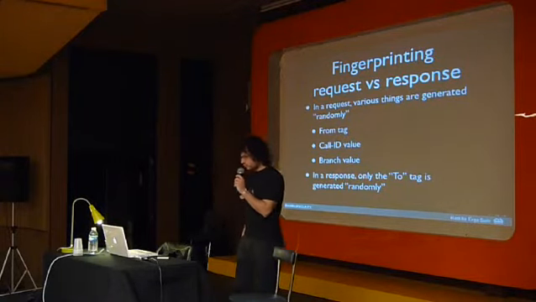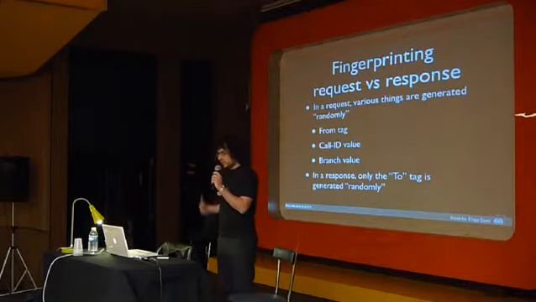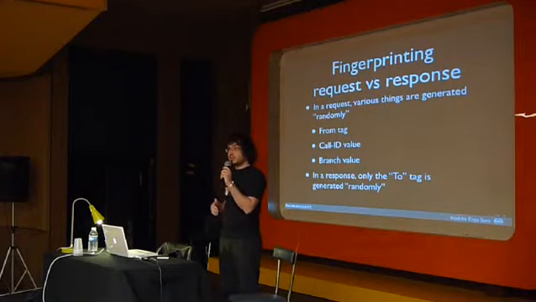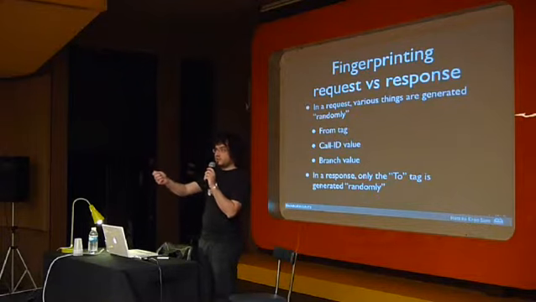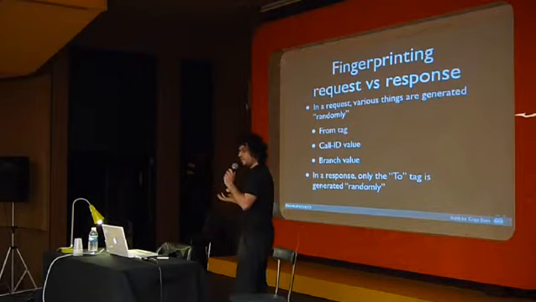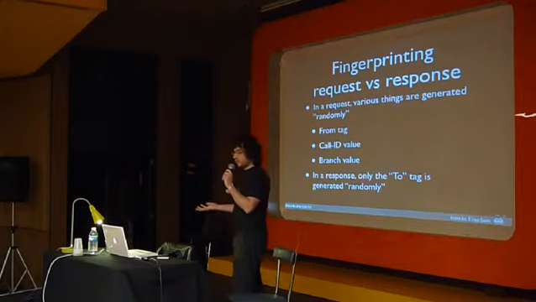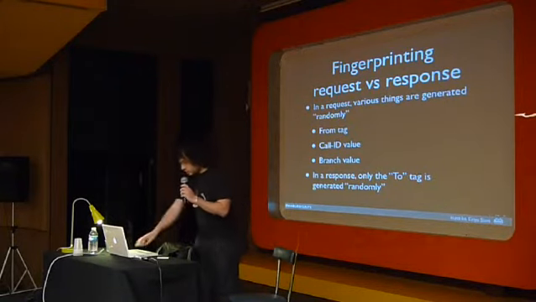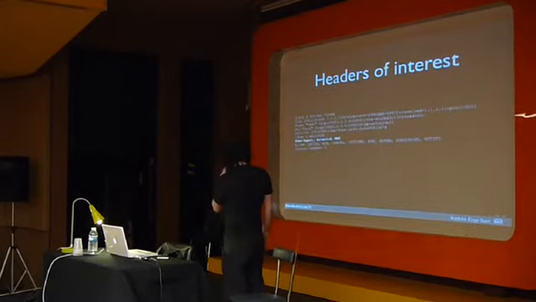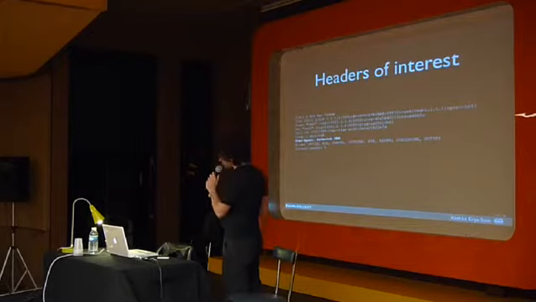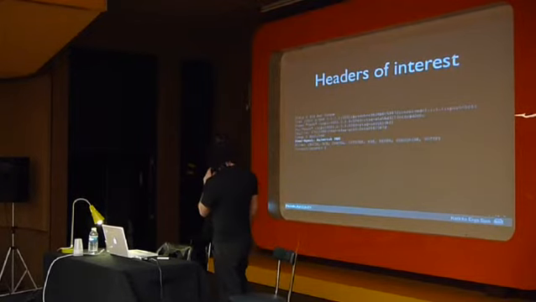So if it's a request, there are various things that are generated uniquely. But in our case, we're talking about responses. So we're sending a request, and we're getting the response, and we want to find out if it's a well-known vendor or not. So let's look at one message. This would be a normal Asterisk response to our scans.